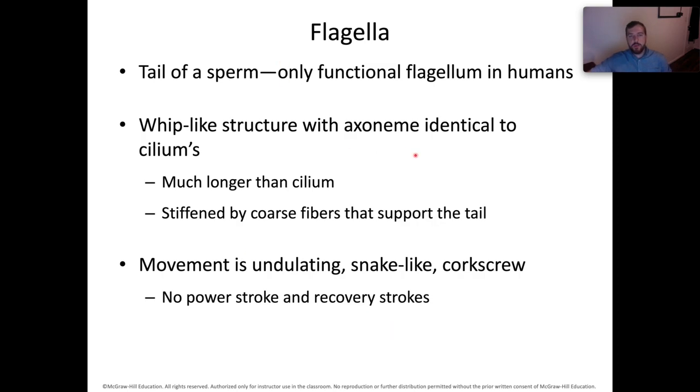And it looks like a whip with something called an axoneme that's identical to a cilium's, but it's much longer and it's stiffer. So you get this snake-like sort of corkscrew motion, so you don't require a power stroke and recovery stroke, which means you get very fast swimming movement in the opposite direction here.